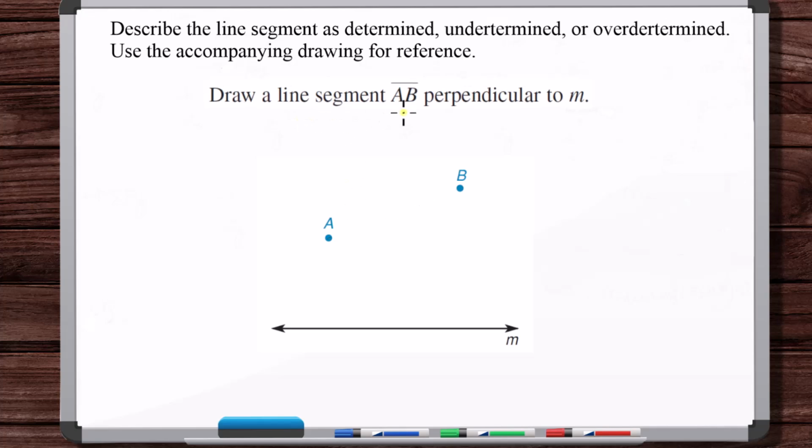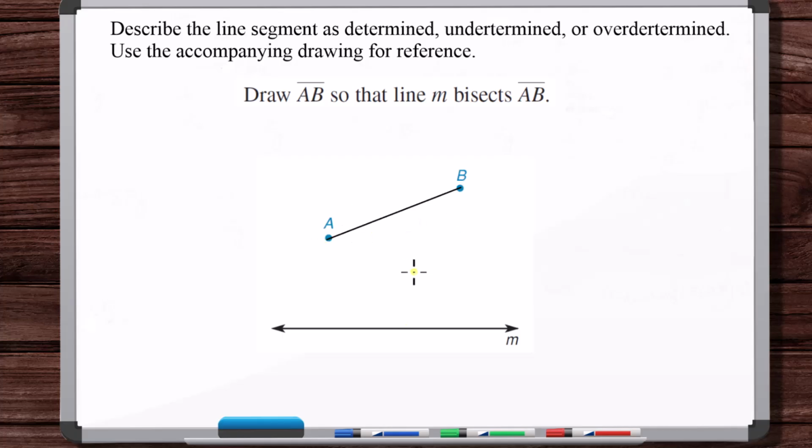Okay, draw a line segment AB that's perpendicular to M. Same exact case as before. Over constrained. Draw segment AB so that line M bisects AB. Yes, over constrained. Without stating something about the orientation of line M, that's over constrained. In general, that's over constrained, over determined.